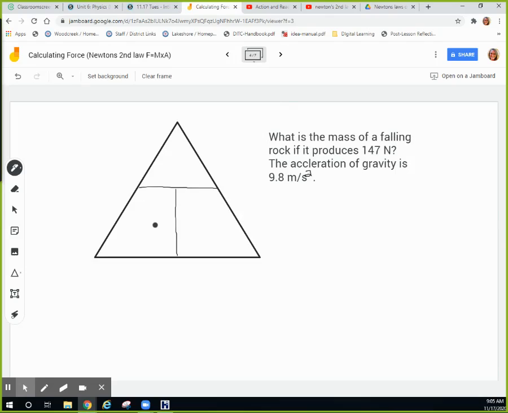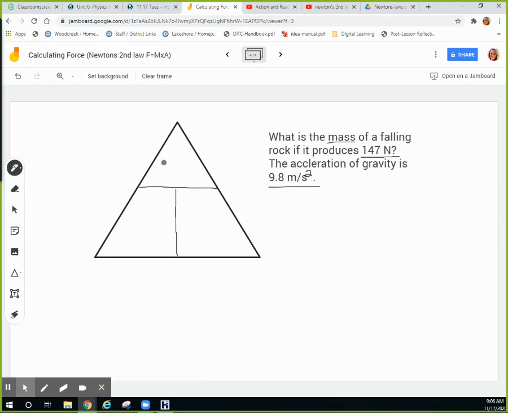Okay, we have a little different kind of question. Somebody said, what about the mass? Well, here we go. What is the mass of a falling rock if it produces 147 newtons? The acceleration of gravity is 9.8 meters per second squared. So let's plug in our information.